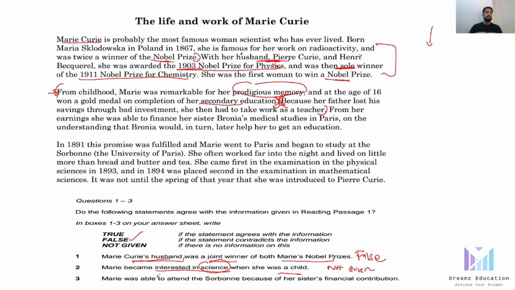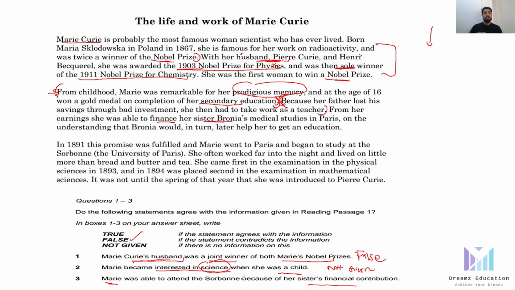And the last question. Mary was able to attend the Sorbonne because of her sister's financial contribution. Let's see. Finance and something like that. Her sister, Bronia. Okay, everything is here, I guess. From her earnings, she was able to finance her sister Bronia's medical study in Paris. This is Mary helping her sister on the understanding that Bronia would in turn later help her to get an education. So what is the question?